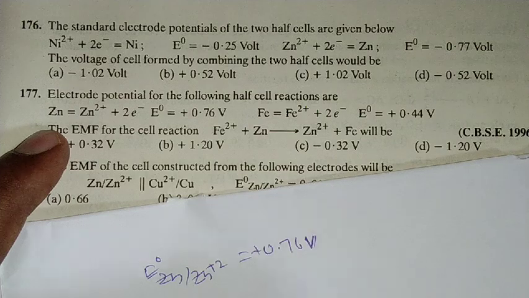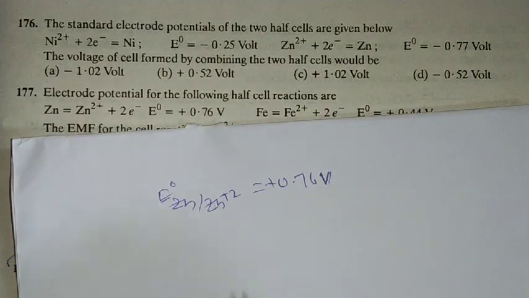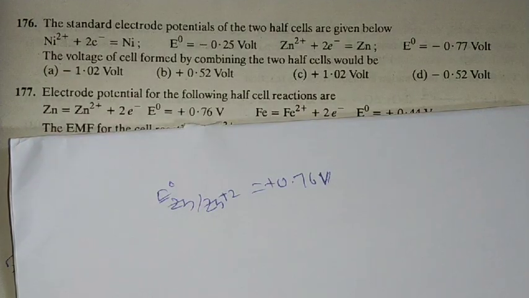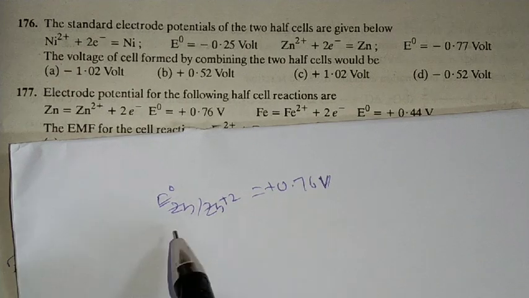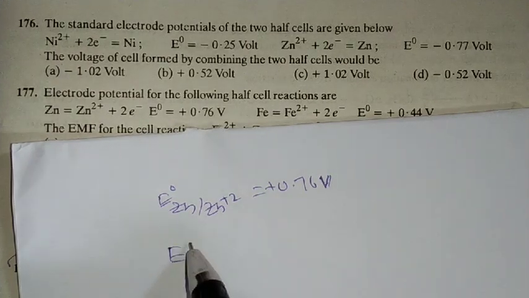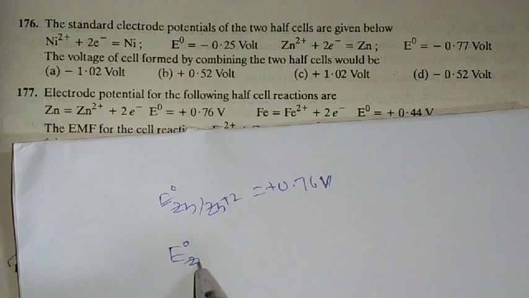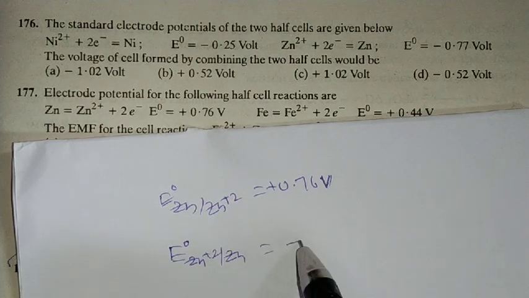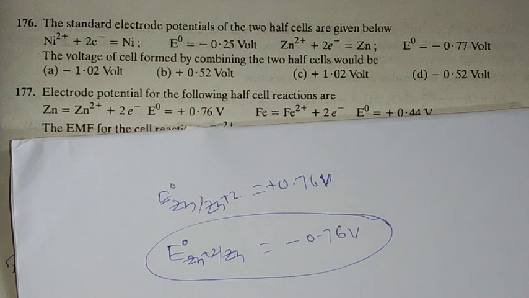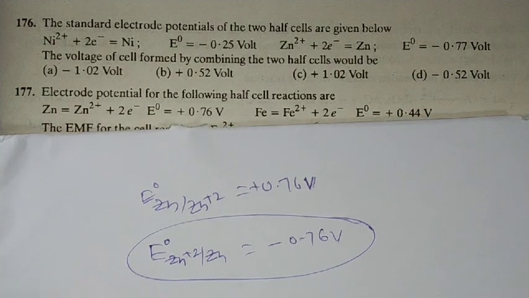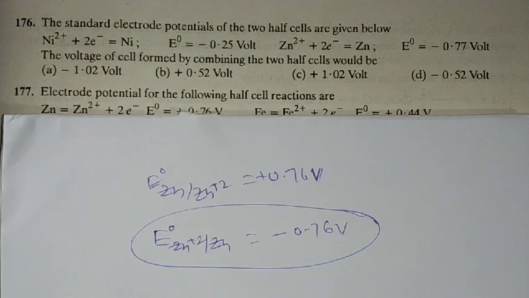But as per the EMF series, my suggestion is that whatever standard EMF values are given, first convert them into their SRP values. If you convert it into SRP values, what will we get here? E naught of Zn2+/Zn, that means minus 0.76, as per the EMF series. If you remember the EMF series way, these numericals are very easy. You will not get any confusion. Is it okay?